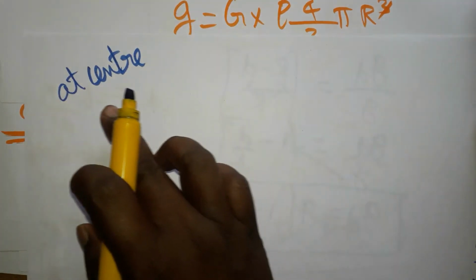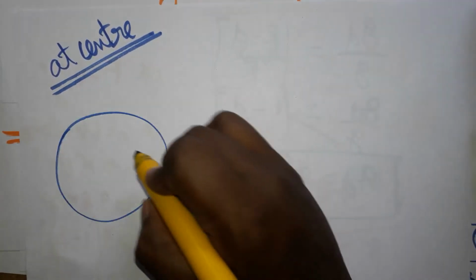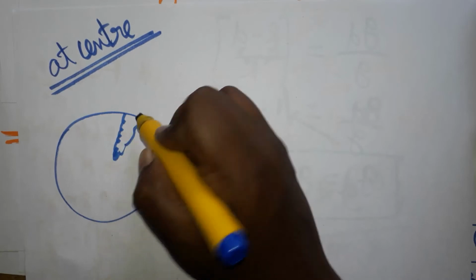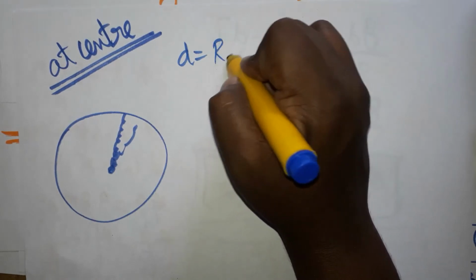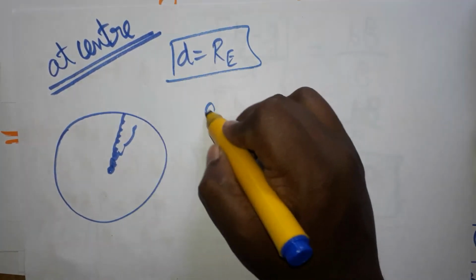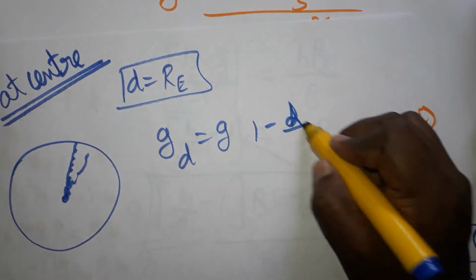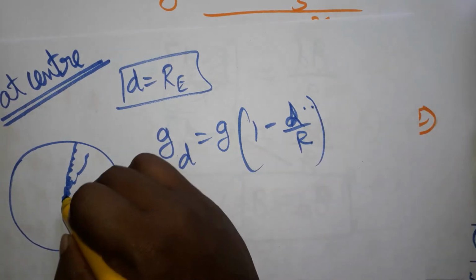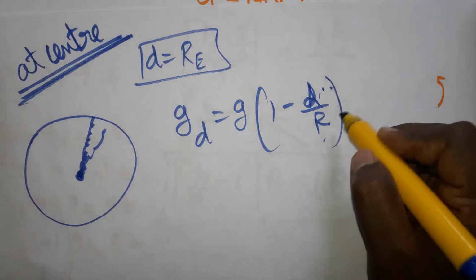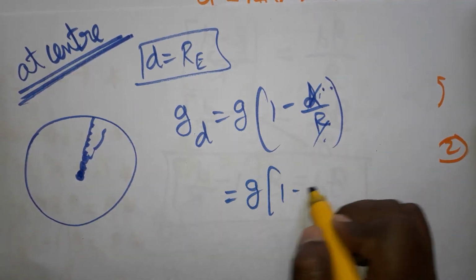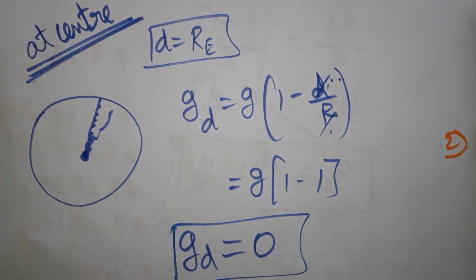Now we are going to discuss what the gravitation is at the center of the earth. Take this as the earth. When our depth goes to the center of the earth, depth means the radius of the earth. We already know g_d is equal to g times 1 minus d divided by R. When d and R are equal, we will be at the center of the earth. So these two cancel, and we get g times 1 minus 1, which is 0. So gravity at depth, exactly at the center, will be 0.